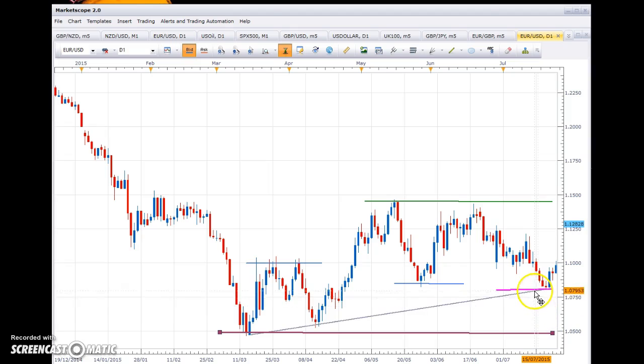Now, you basically get a 1 to 2 risk reward. You risk 1, you gain 2, double. Some people say it should be 1 to 3, risk 1, gain 3, etc. But it's not really mathematical. It just depends on your strategy.